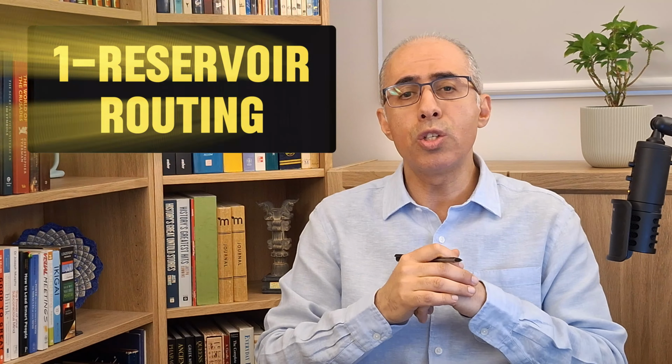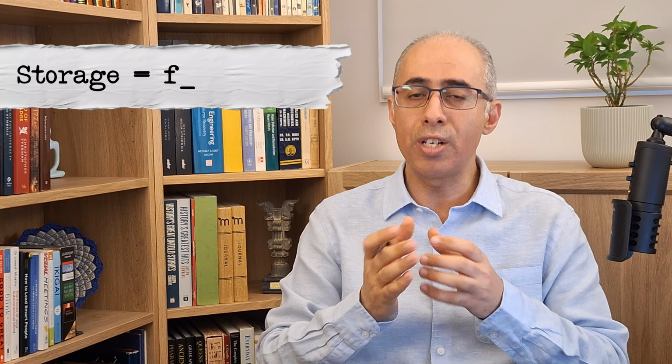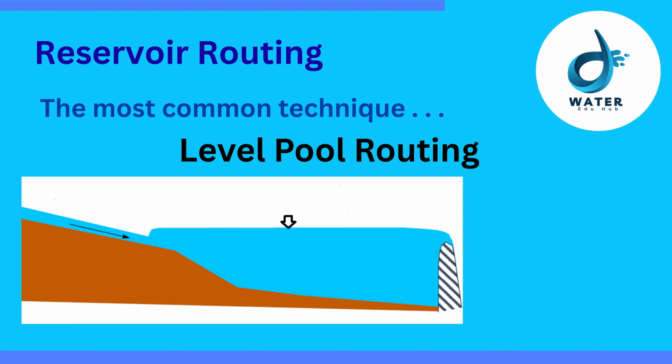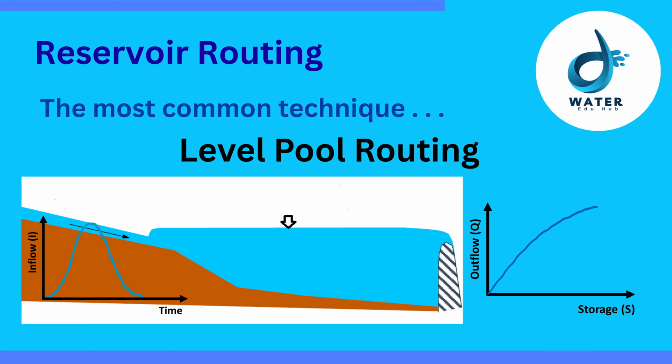The hydrologic routing comes in two main methods: the reservoir routing and the channel routing. The reservoir routing is the one that we use for retarding basins, dams, and detention ponds. Here, the water surface is assumed to be horizontal. This means the storage directly depends on the water level, which also determines the outflow. So we can say the storage is a function of outflow. The most common technique for reservoir routing is level pool routing, a step-by-step method that utilizes the reservoir's storage-outflow curve and the inflow hydrograph to compute how the water surface rises and how outflow increases over time.